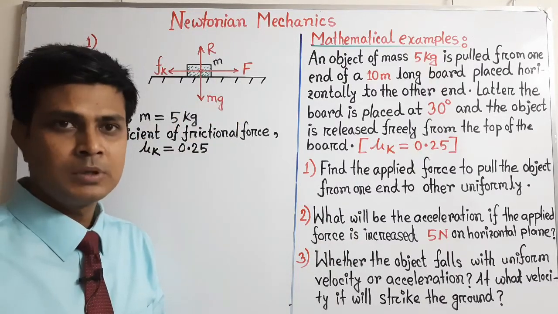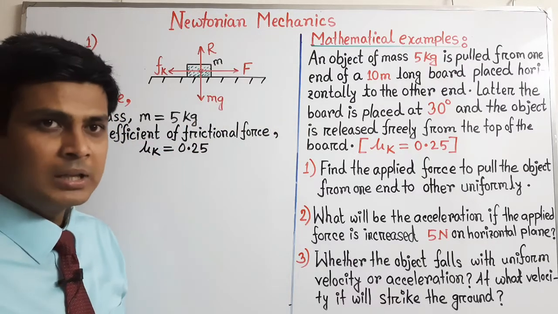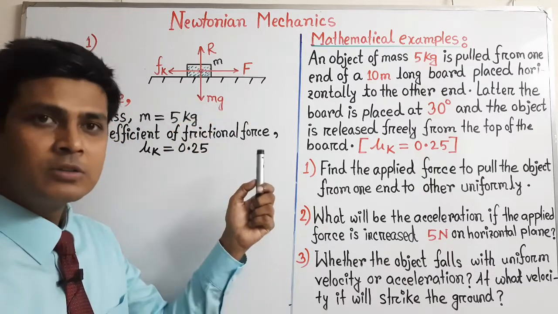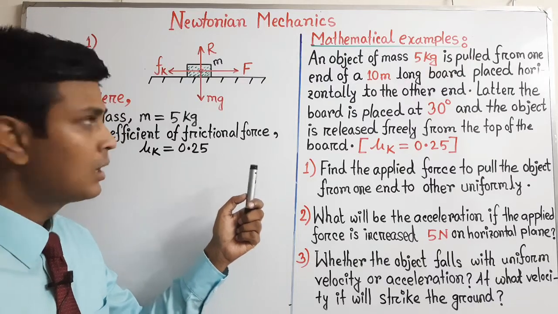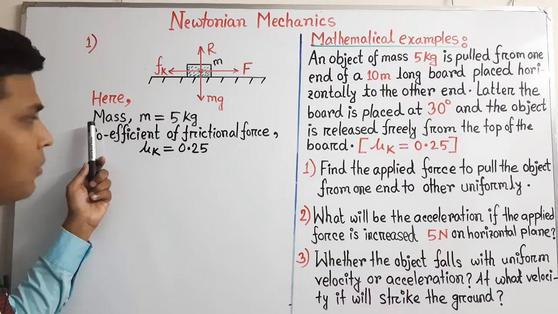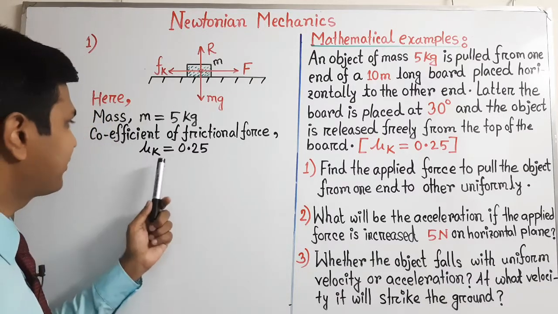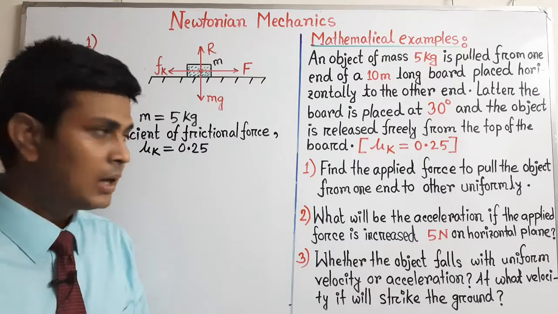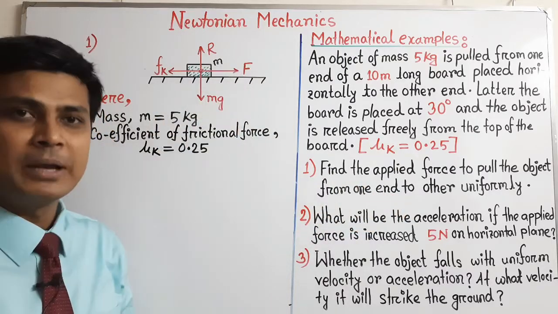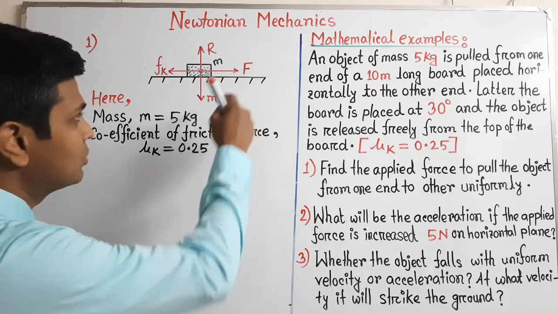When the object moves uniformly, the frictional force and the applying force will be equal. So one question arises here: how will the object move forward when the effective force is 0? The answer is that the object moves because of the inertia of motion. Now let's see the given information. The mass of the object is 5 kg, and the coefficient of frictional force is 0.25. When a body moves with uniform velocity, the frictional force equals the applying force.